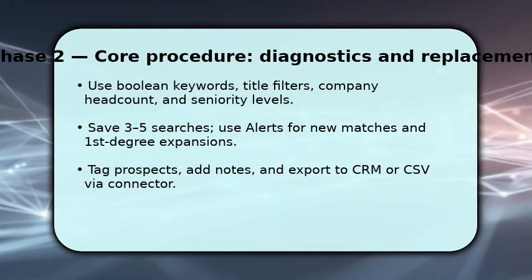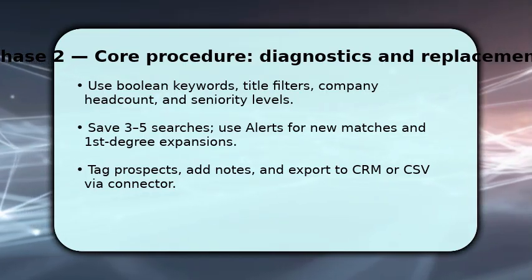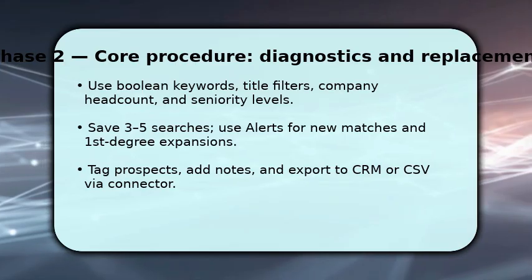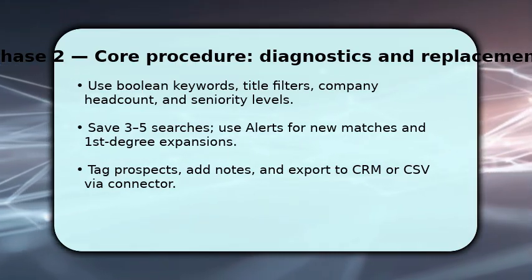You now execute granular searches. Combine Boolean terms with title and company headcount filters to narrow to high-fit prospects. Once you get clean results, save 3-5 searches so alerts deliver new matches automatically.